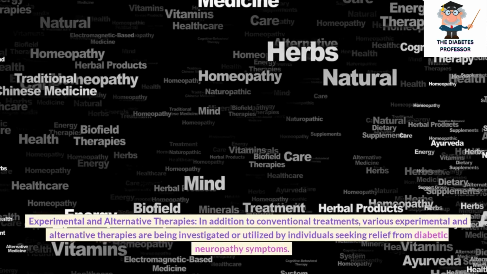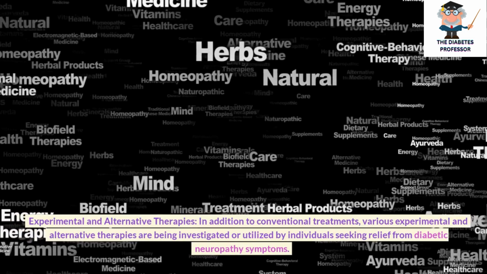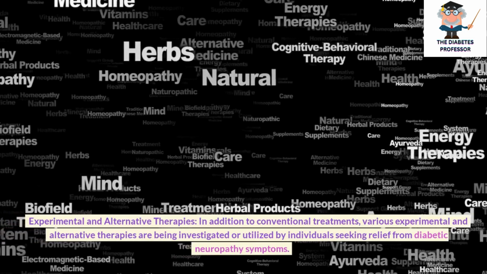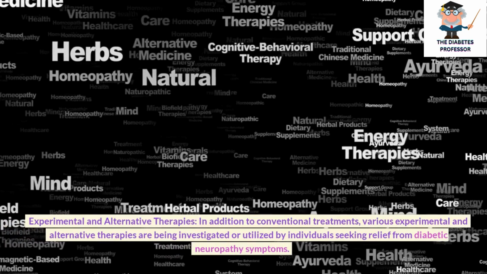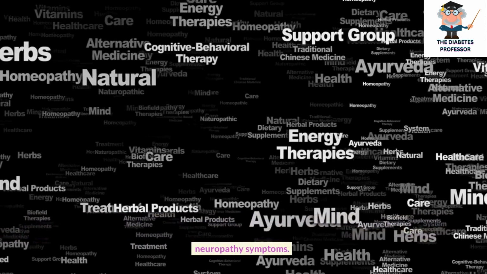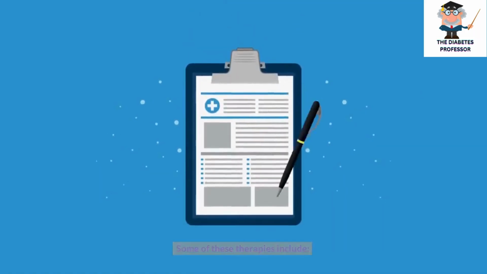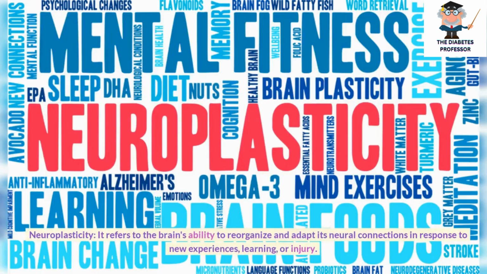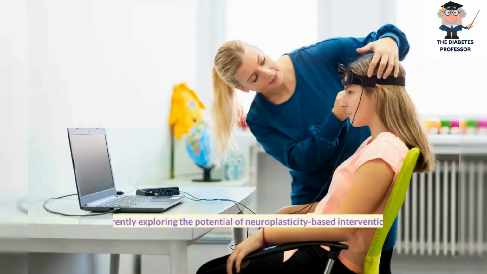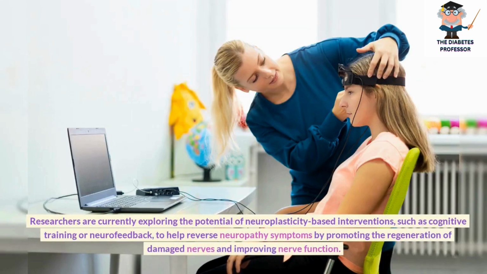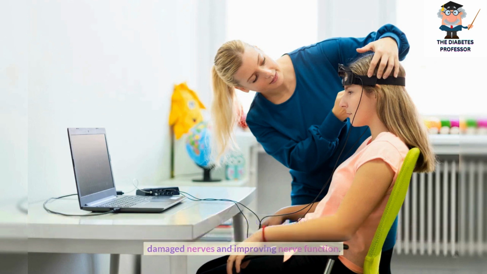Experimental and alternative therapies. In addition to conventional treatments, various experimental and alternative therapies are being investigated or utilized by individuals seeking relief from diabetic neuropathy symptoms. Some of these therapies include neuroplasticity. It refers to the brain's ability to reorganize and adapt its neural connections in response to new experiences, learning, or injury. Researchers are currently exploring the potential of neuroplasticity-based interventions, such as cognitive training or neurofeedback, to help reverse neuropathy symptoms by promoting the regeneration of damaged nerves and improving nerve function.